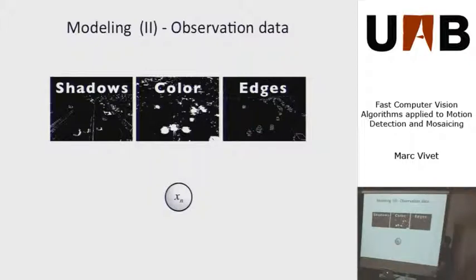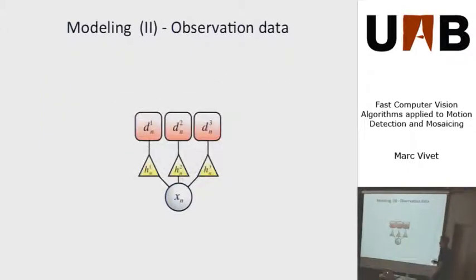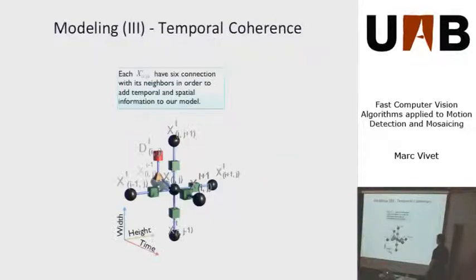Then, in order to show the relation between the node and the observation data, one possible way is to generate 3 different nodes corresponding to each of the source data related to a function that converts the observation data into a probability. But in our case, we have simplified this method in order to make the formulation simpler. And we have only one observation data node that can have 8 states. So for instance, if 3 arrives, this means that the shadow detector is false, the edge detector is true, and the color detector is true, and then the function edge gives a probability for this case.